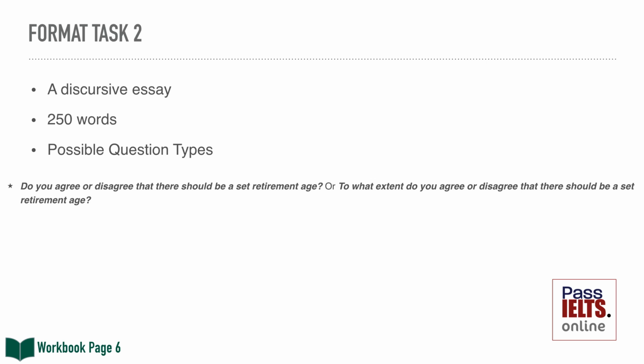The first type of question is, do you agree or disagree that there should be a set retirement age? Or, very similar to this, to what extent do you agree or disagree that there should be a set retirement age? So here, in this kind of question, we have 2 parts. You simply need to say if you agree or not. You don't have to discuss both sides, although it would give you a more balanced answer.